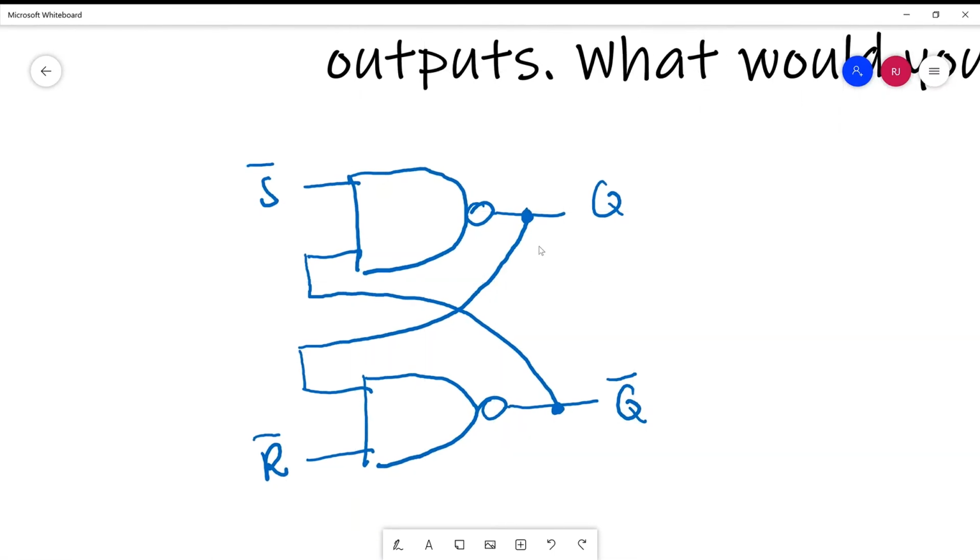There are two NAND gates, and their outputs are fed back to their inputs. So they're cross-coupled NAND gates. And they've labeled the inputs. There are two of them. One of them is S bar, the other one is R bar. The outputs are Q and Q bar.